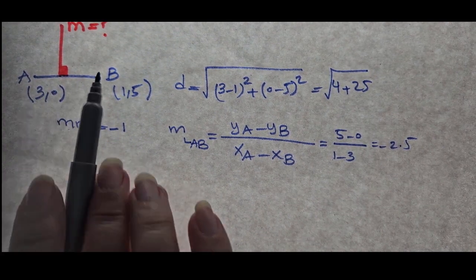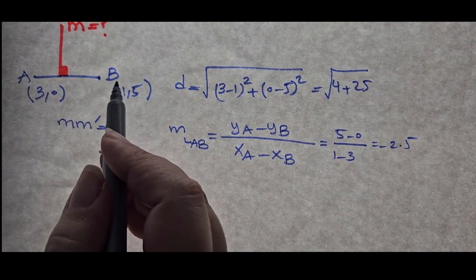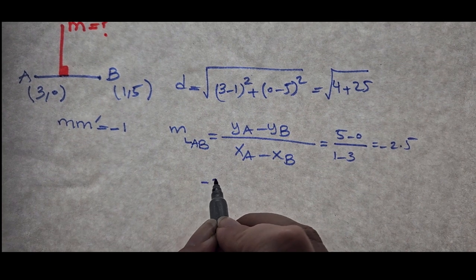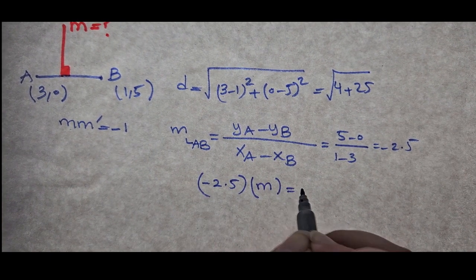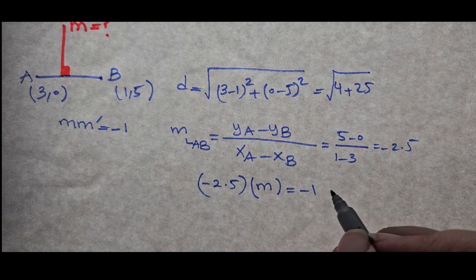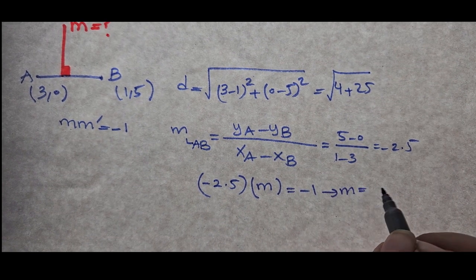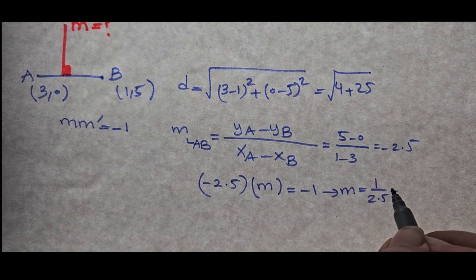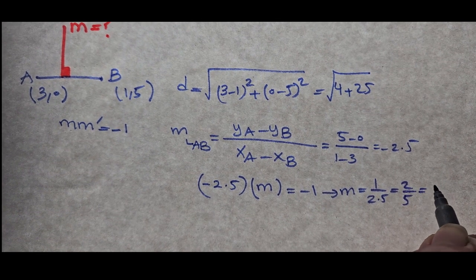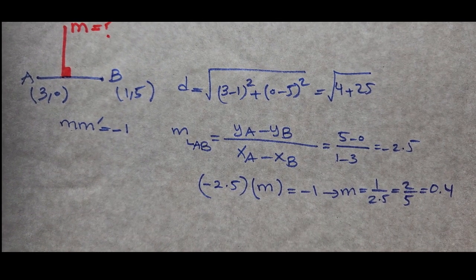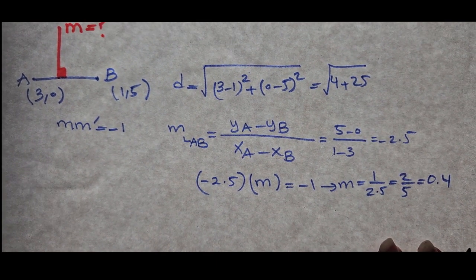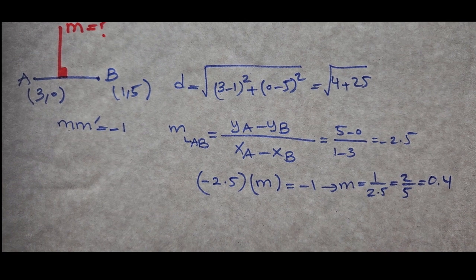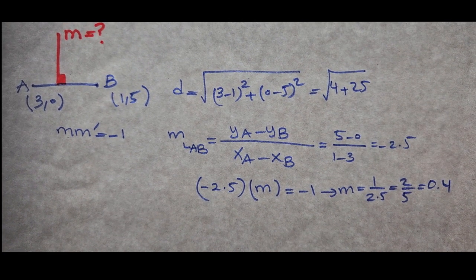So what you can do here is just substitute it in the formula. If m prime is -2.5 multiplied by m, which is unknown, the answer must be -1. So the slope of the red line must be equal to 0.4. Okay, this is how you can calculate the slope of lines which are parallel or perpendicular to one another.